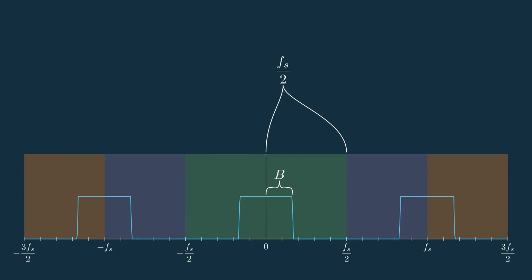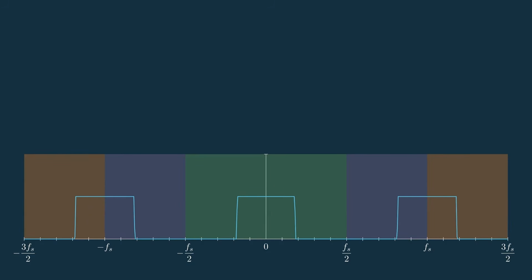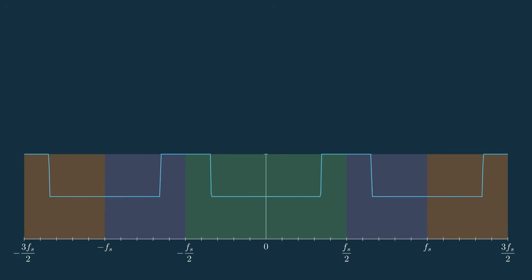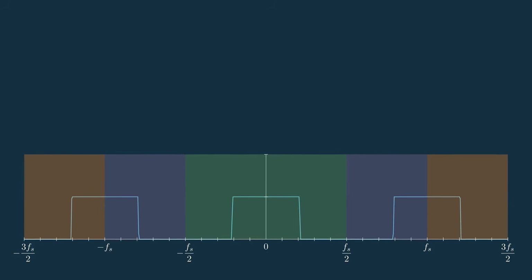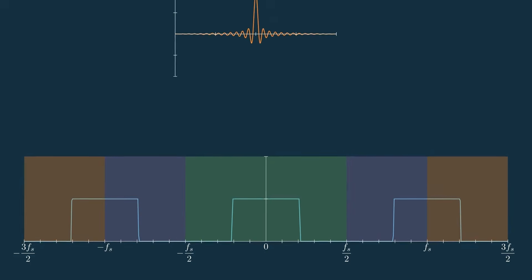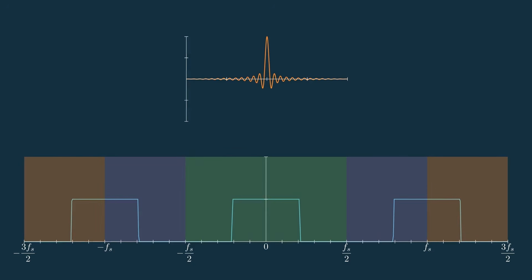But what if we started to increase this bandwidth to take up more and more of this sampling frequency? What you'll notice is that as we cross a bandwidth of half of the sampling frequency, these copies start to overlap with one another. This distortion is the aliasing, and as we just saw, it occurs when we try to sample a signal at a sampling frequency less than double the signal's max frequency.